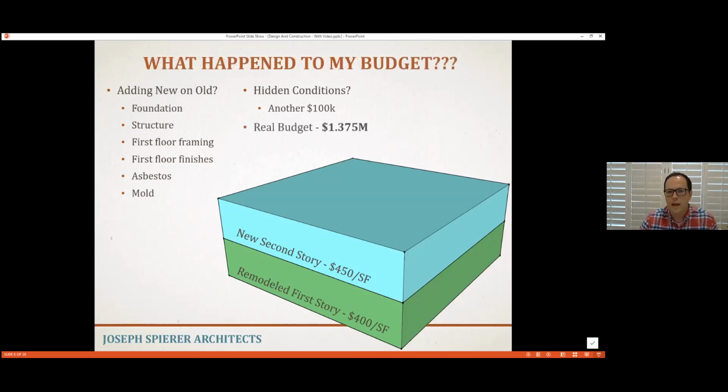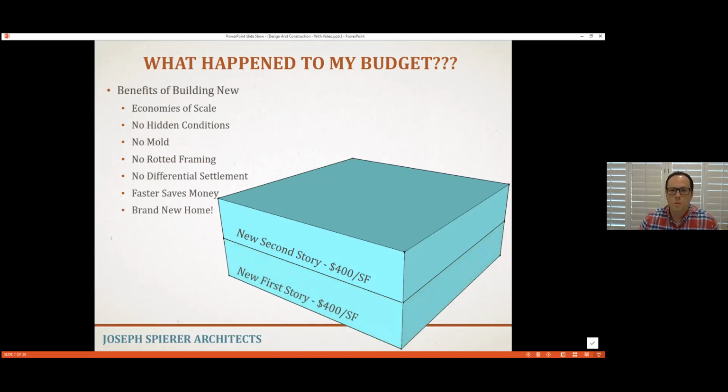So here's the reality, right? They were planning on $450,000, and what ended up happening is they ended up spending $1.4 million to do a 1,500 square foot addition. And so they're very disappointed because they had severely underestimated what it would take.